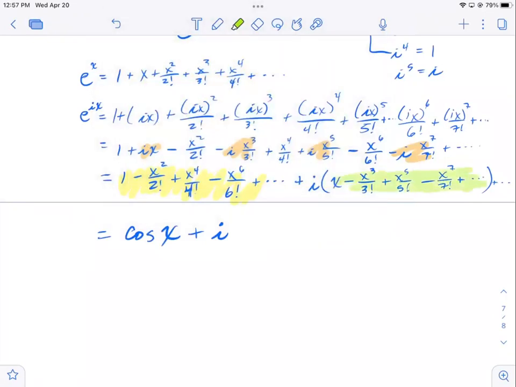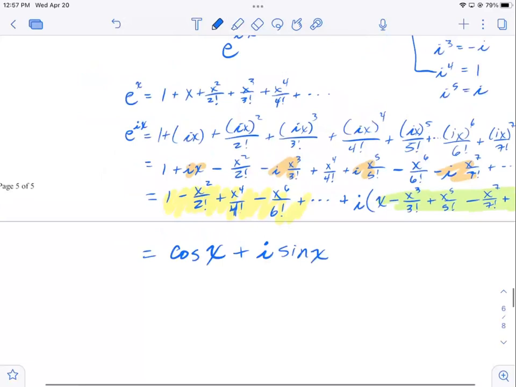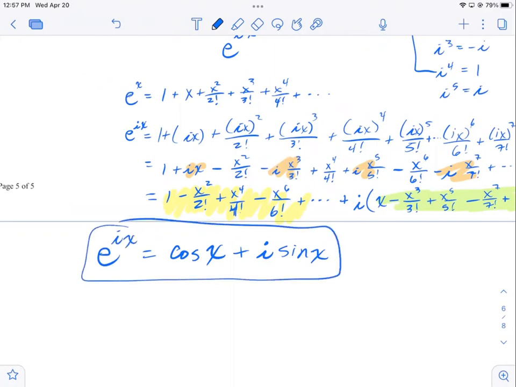Once I factor out an i, what's left in there? Sine of x. Whoa. So look what we have. We have e to the ix equaling cosine of x plus i times sine of x. This was really Euler's breakthrough right here.